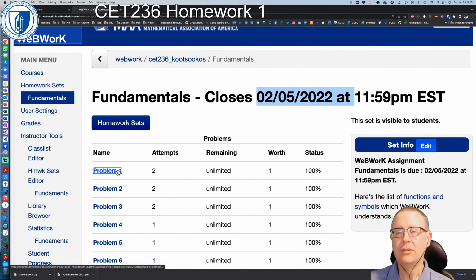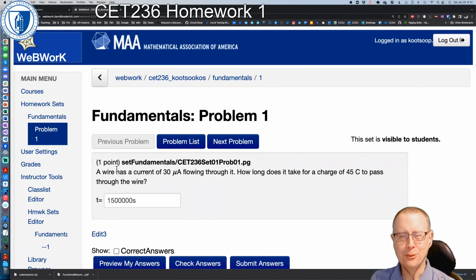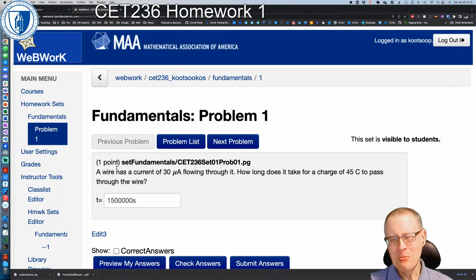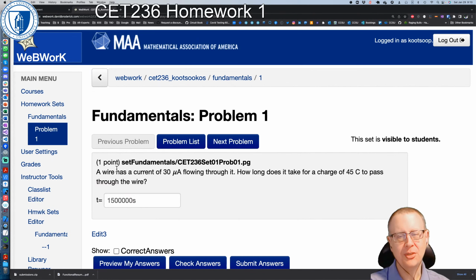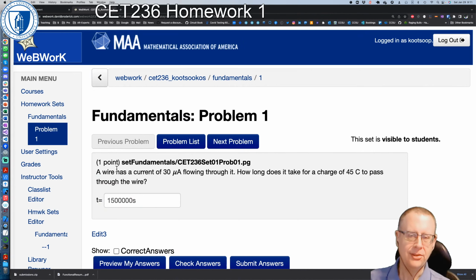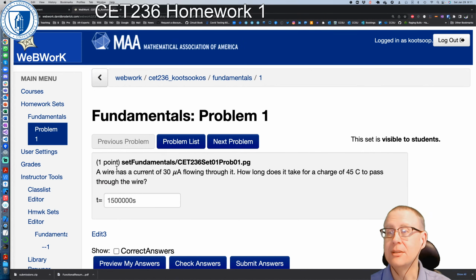So problem 1, as I said the first time around, this is take 2. A wire has a current of 30 microamps flowing through it. How long does it take for a charge of 45 coulombs to pass through the wire? The trick here is we've got to relate microamps to coulombs and get a time out of it. The relationship between amps and coulombs is straightforward. 1 amp is 1 coulomb per second.